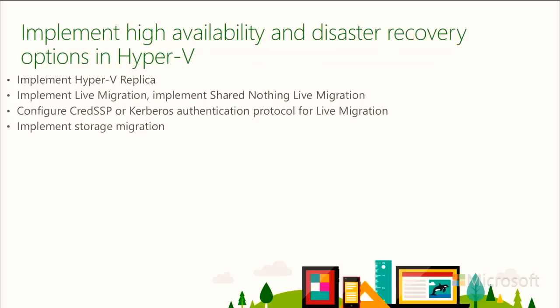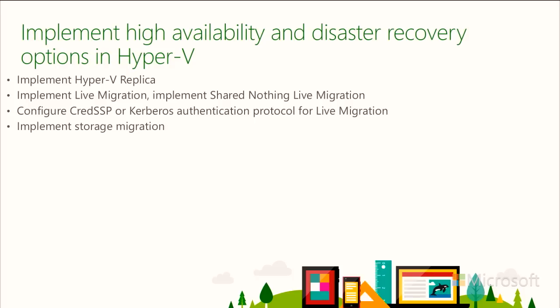It really is intended to provide as much high availability platform for the services that you're running under Windows Server 2016. Now, there's a number of pieces to this, so we've tried our best to break it down into different sections that explain a little bit more around how you can do this successfully. If we take a look at what we have, high availability covers Hyper-V replica, implementing what we call live migration, implementing shared nothing live migration, as well as configuring things like CredSSP or Kerberos authentication protocols for live migration.